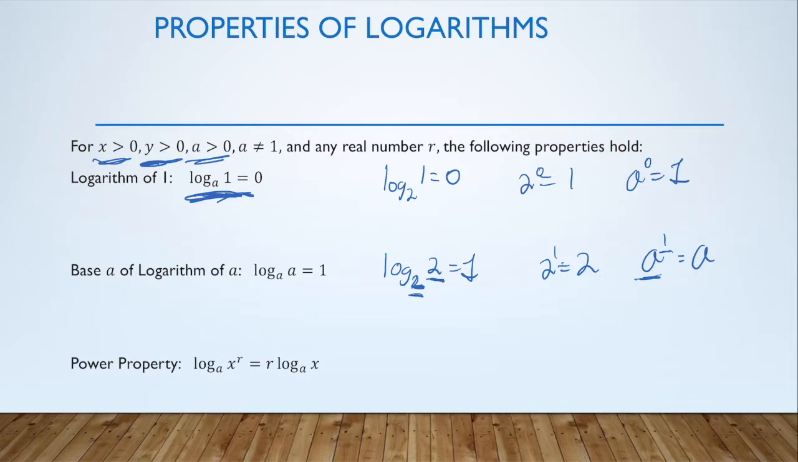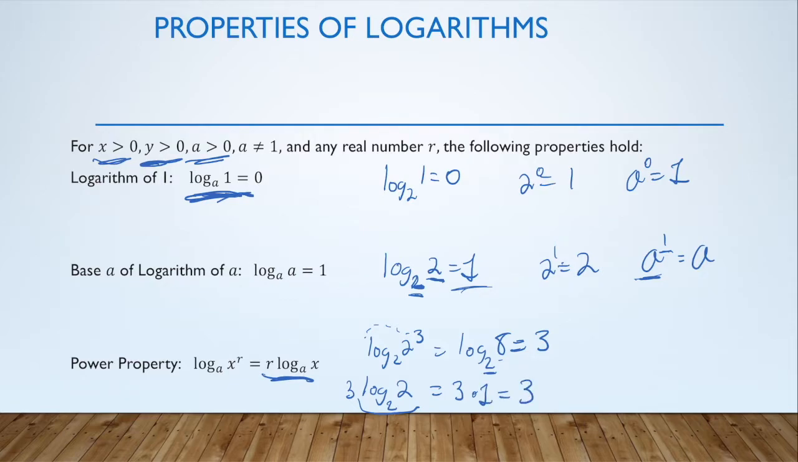Next, we have our power property. If I have log base a of x to the r, that's going to be r times log base a of x. Okay, let me get creative. If I have log base 2 of 2 cubed, that's really like saying I have log base 2 of 8. 2 raised to the third power gives us 8, so log base 2 of 8 is 3. I know, it's my favorite example. What if I took 3 times log base 2 of 2? We use this rule and move our exponent to the front. That would give me 3 times log base 2 of 2, which we just learned is 1, which is 3. So we'd get the exact same answer.